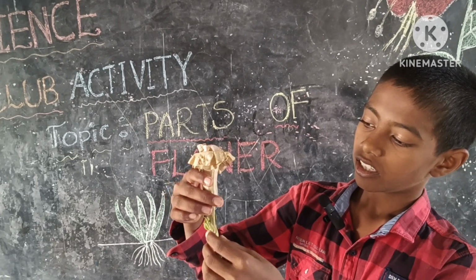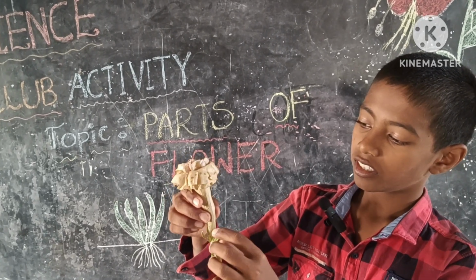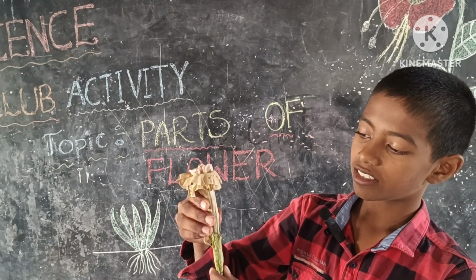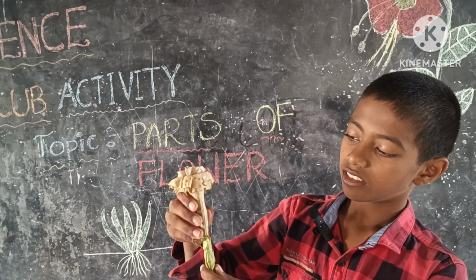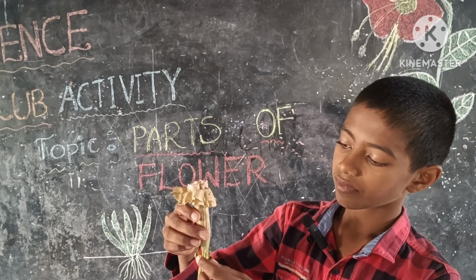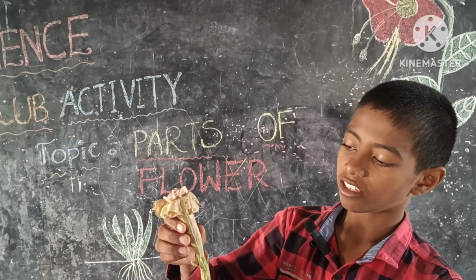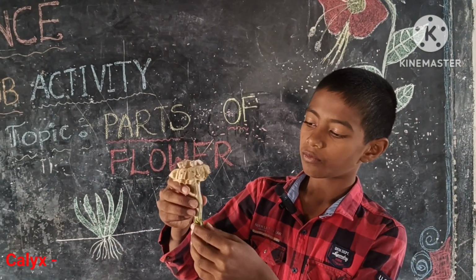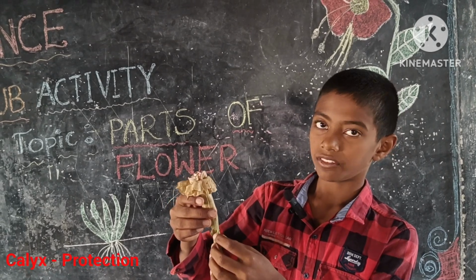There are 5 sepals in the flower. Sepals are collectively called calyx. Sepals are fused with each other. The function of the calyx is protection.